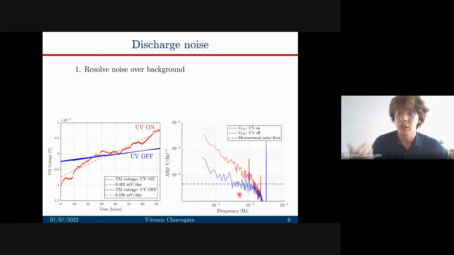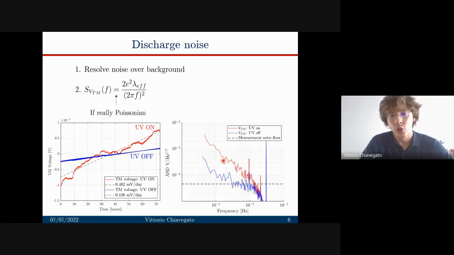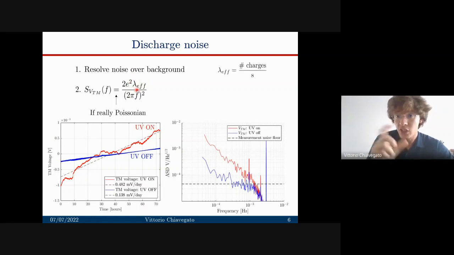The background here is determined by the sensitivity of our pendulum and by the voltage noise of the electronics controlling the pendulum. It is also important to show that this curve seems to follow a 1 over f squared behavior in its power spectral density, which is actually what you expect from a Poissonian process of this type. I'm describing this power spectral density through this parameter here, which is a rate of exchange of charges between test mass and electrode housing. So it's a parameter that can be used to describe this noise.